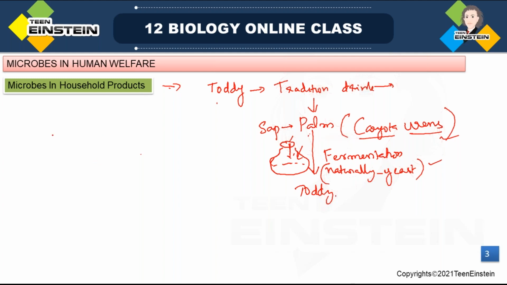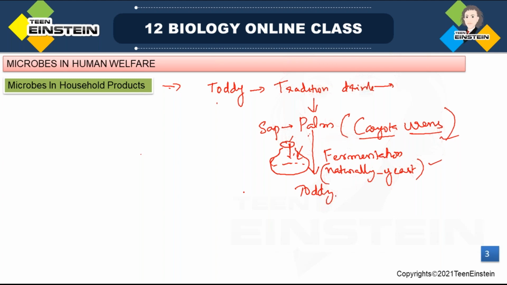Then some other microbes are used in some other food items, like to ferment fish, soya bean, and bamboo shoots, to make some kind of food products. For these, some kind of microorganisms are used.